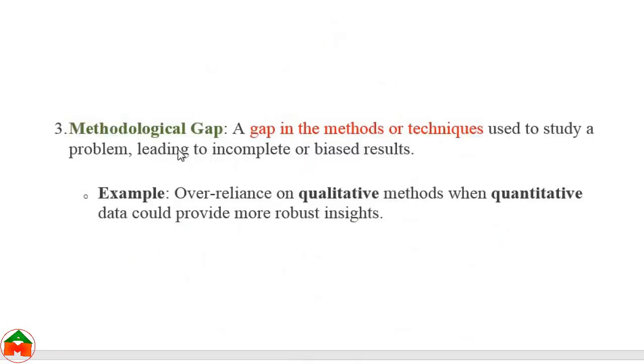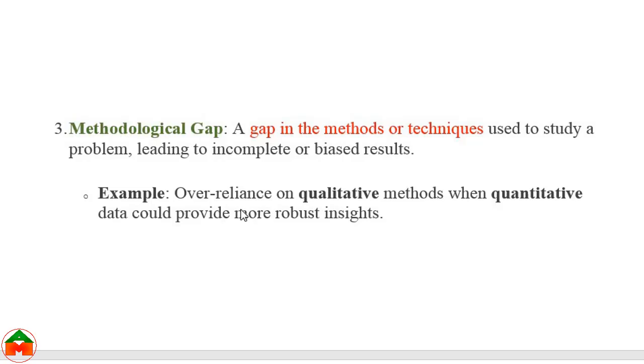As you can see in the methodological gap, there is a gap in the methods or techniques that were applied for doing the research. That means in that case, such kind of methodological gap will lead to incomplete or biased results. That's why we should reduce the gap by applying the appropriate methods by which we can generalize the findings.